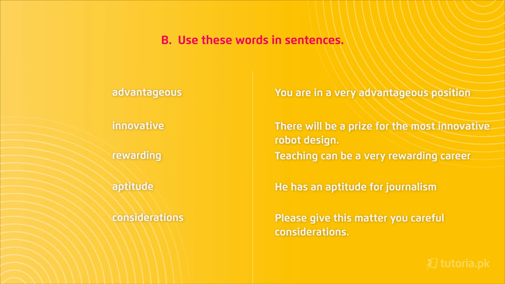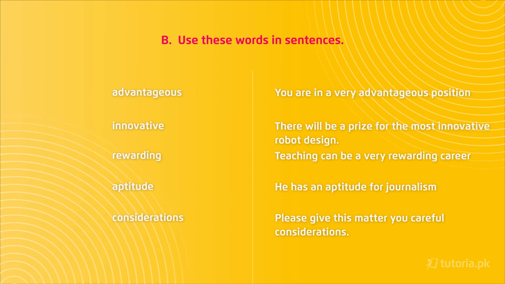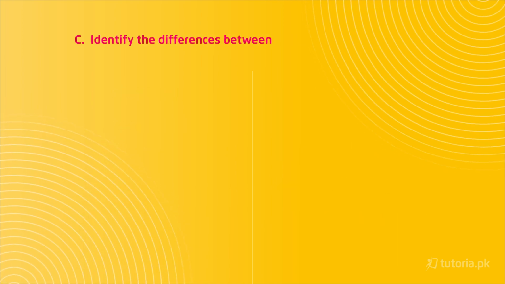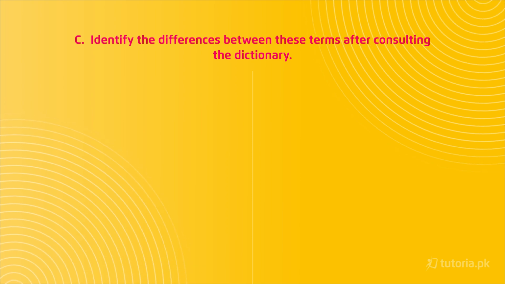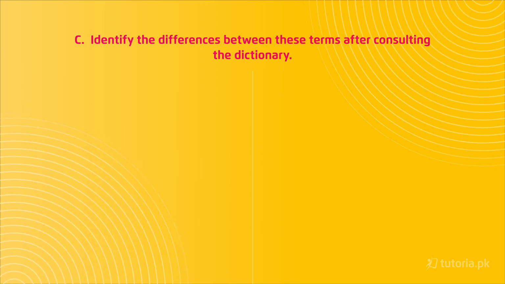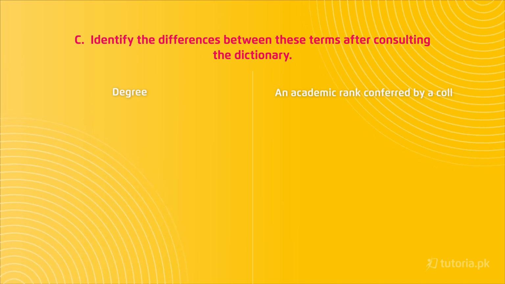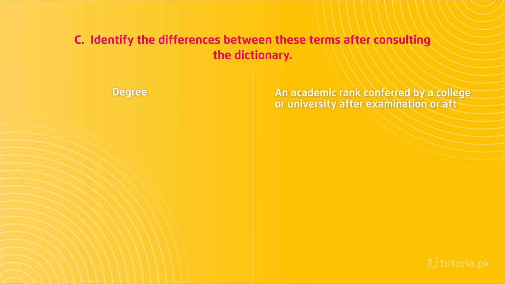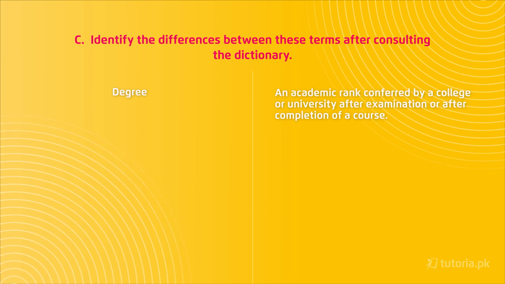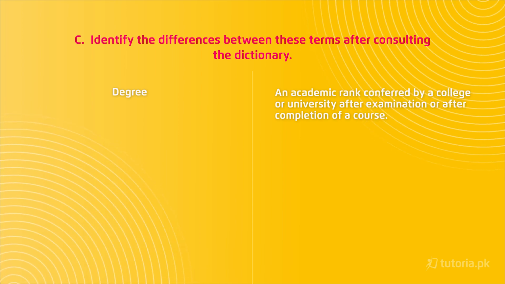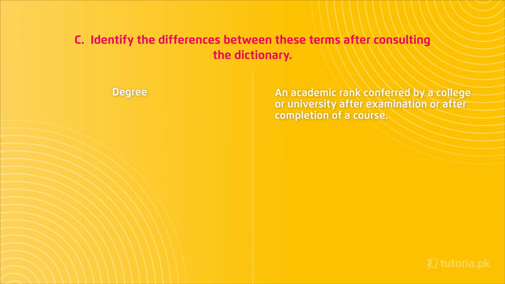Let's move on to the next question which is related to vocabulary section and it is identify the differences between these terms after consulting the dictionary. So first word is degree. Degree का क्या meaning होता है? An academic rank conferred by a college or university after examination or after completion of a course. Conferred का मतलब होता है किसी चीज़ को किसी को देना, allot करना.